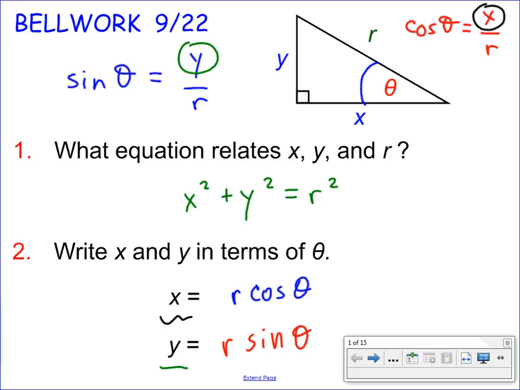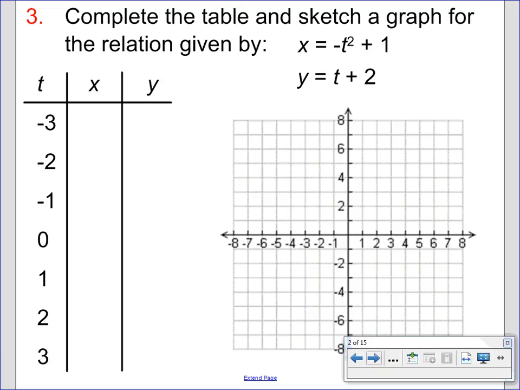Good. Thanks. Let's take a look now at a relation given by the parametric equation x equals negative t squared plus 1 and y equals t plus 2. We could take those t values, my parameter, and generate my y coordinates for these particular selected t values simply by plugging it into the y equation for t and working it out. Same is true for my x coordinates. So let's go ahead and list my x coordinates in order. Keep in mind you're going to square first and then apply the negative.